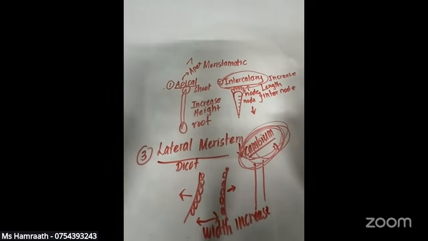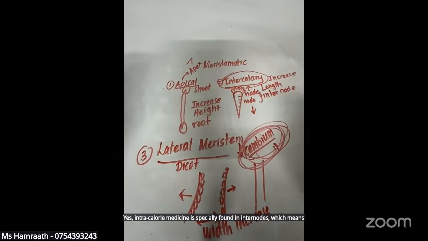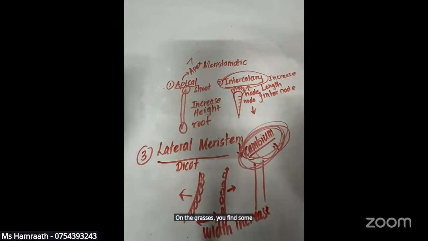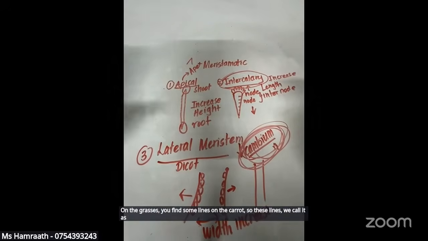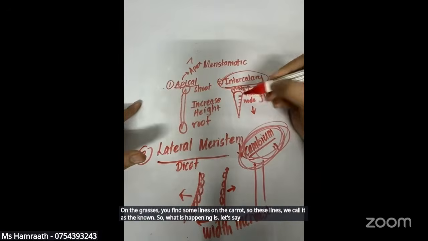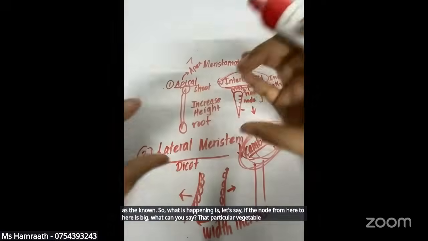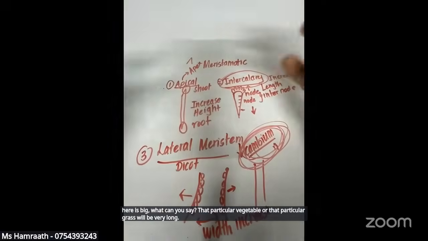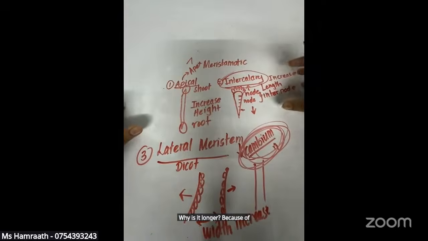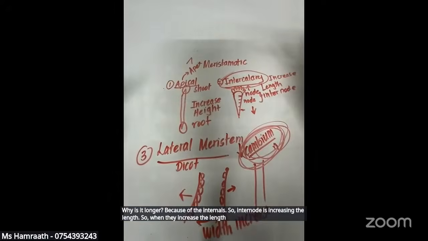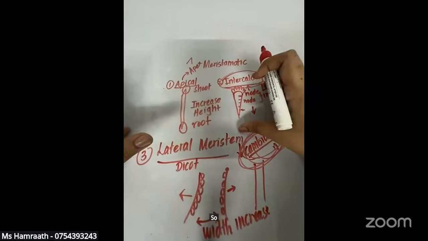Yes. Intercalary meristem is especially found in internodes. You see some lines on the grasses, and you find some lines on the carrot. These lines we call nodes. If the distance from one node to the next is big, what can you say? That particular vegetable or grass will be very long. Why is it longer? Because of the internode. So the internode is increasing the length. That is why you see very long grasses.